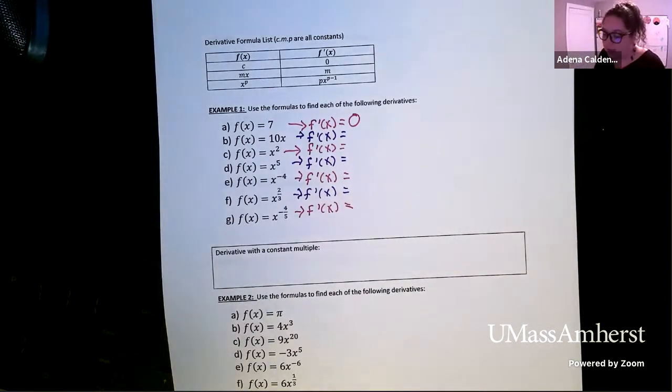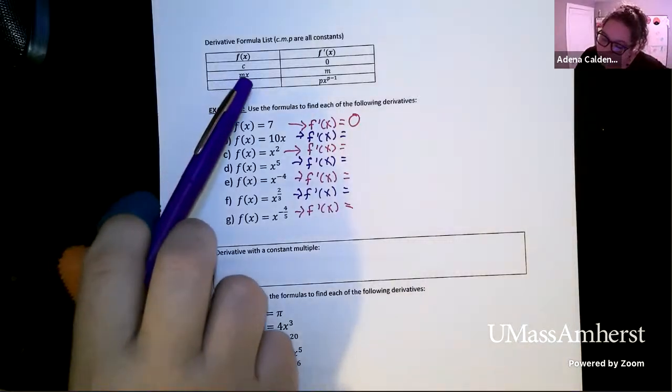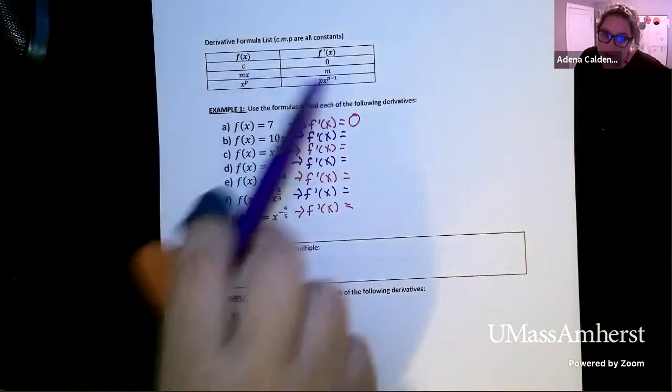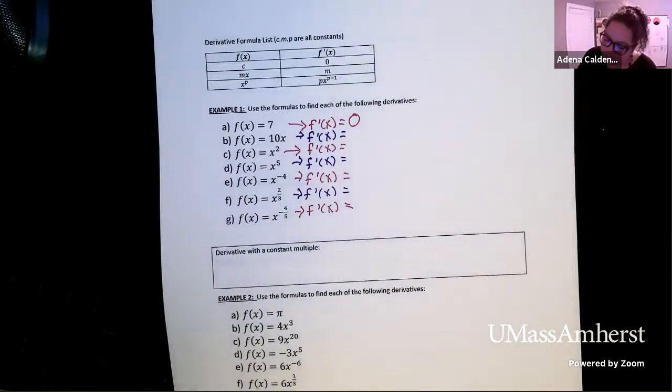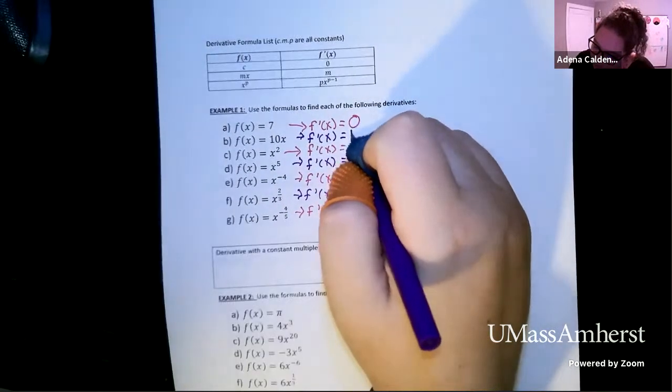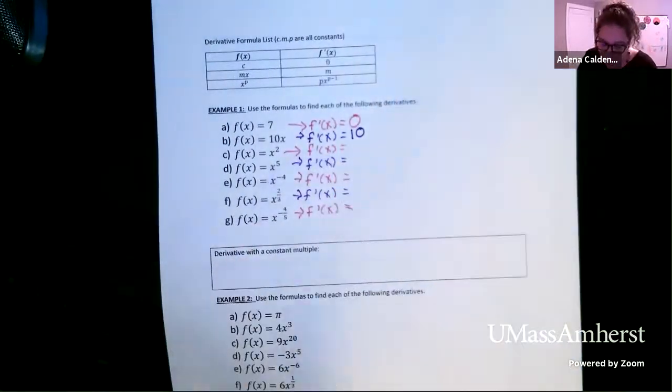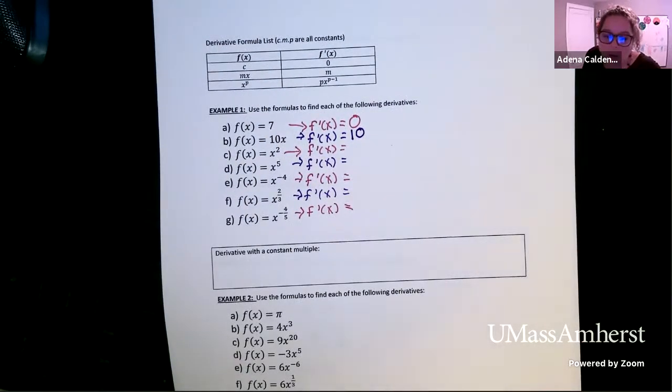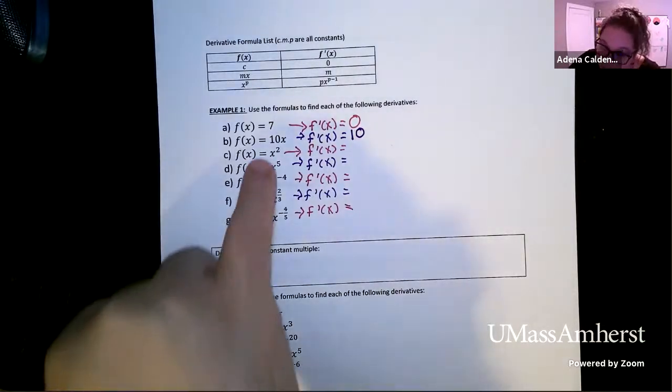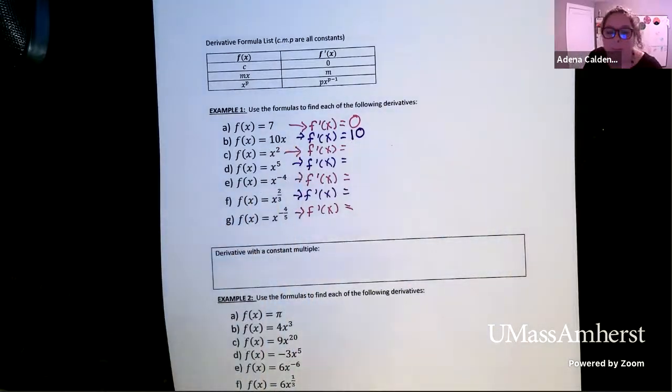Because we'll see in the next example, we have 10x. We said, okay, if you have a constant times x, then the derivative is just that constant. So here for the second one, the derivative is 10. So this is really important to understand the distinction between A and B, that A will go to 0 because the constant's by itself, whereas B will go to 10 because our constant is paired with the x.